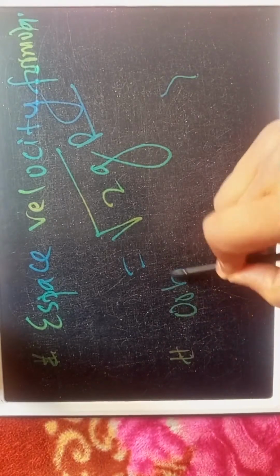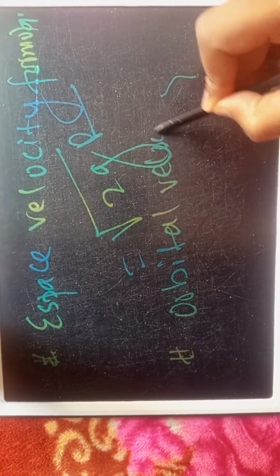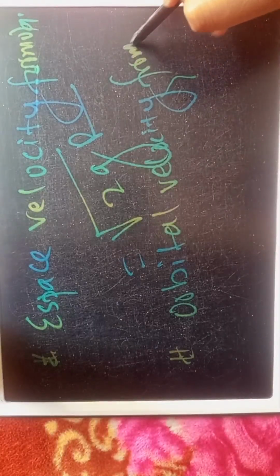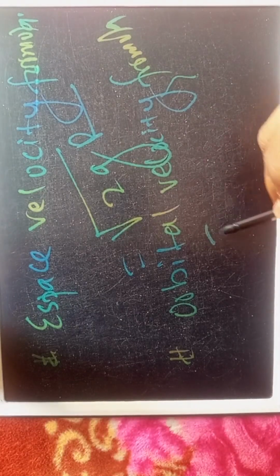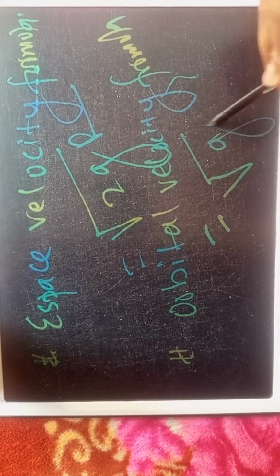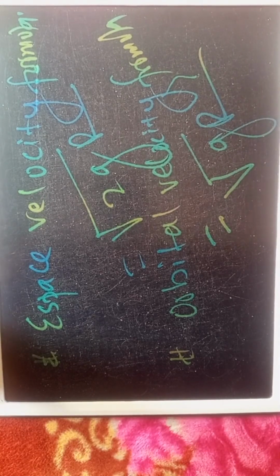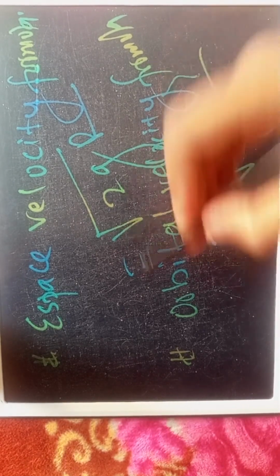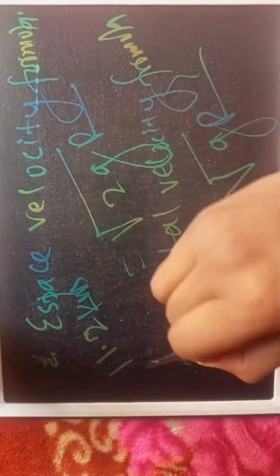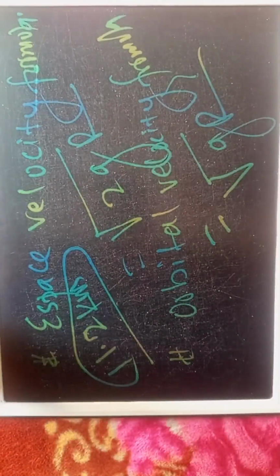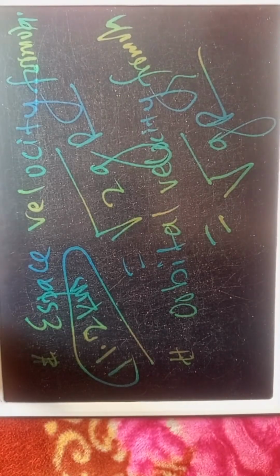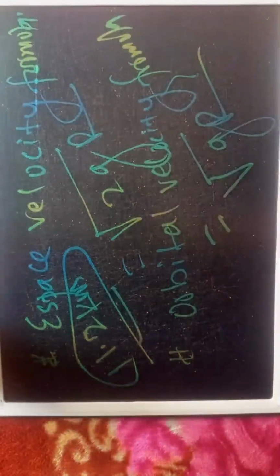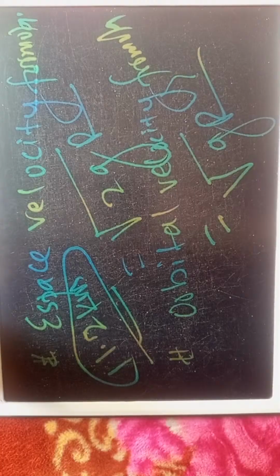Another formula is orbital velocity. Orbital velocity is equal to root under gr, and it gets multiplied by root 2 to become escape velocity. Escape velocity is 11.2 kilometer per second. Escape velocity is independent of the mass of the satellite. You have to understand the concept.